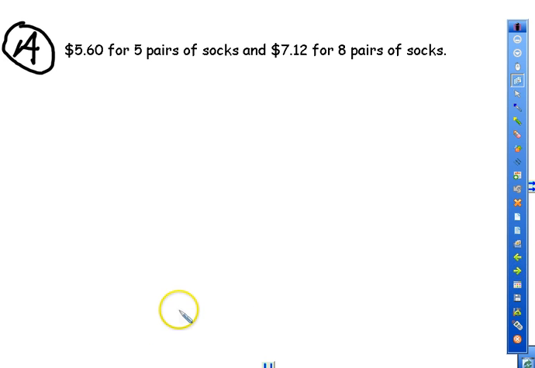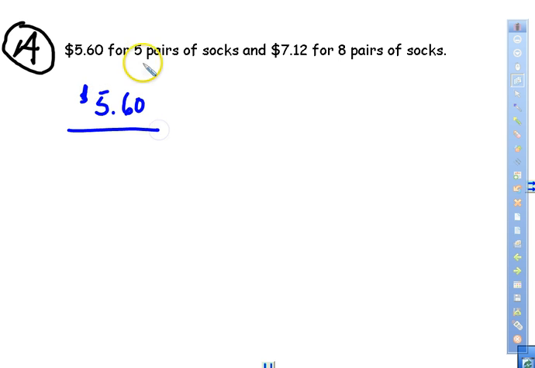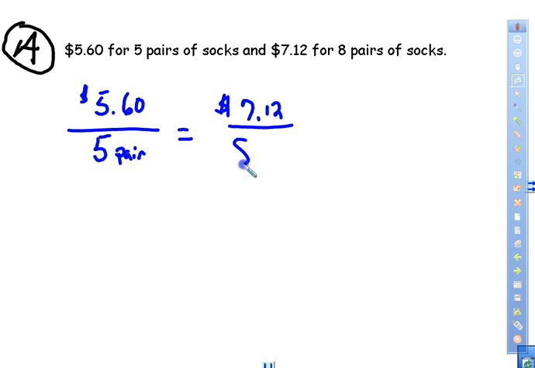So let's look at our first problem. Go ahead and hit pause and solve this. So our first ratio is $5.60 for 5 pair of socks equals $7.12 for 8 pair of socks. So you do this diagonally by cross multiplying.